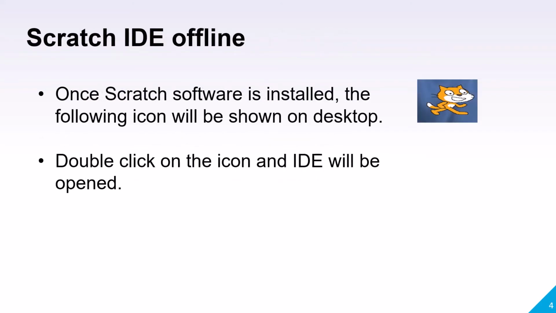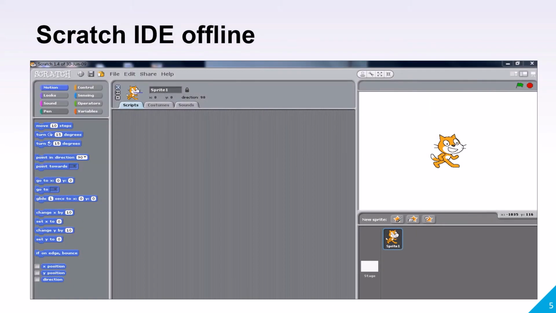Once you install Scratch IDE, there will be a shortcut button on your desktop, on the right hand side, like this. If you double click on this, then your Scratch IDE will be open. Here is the Scratch IDE for Scratch version 1.4.